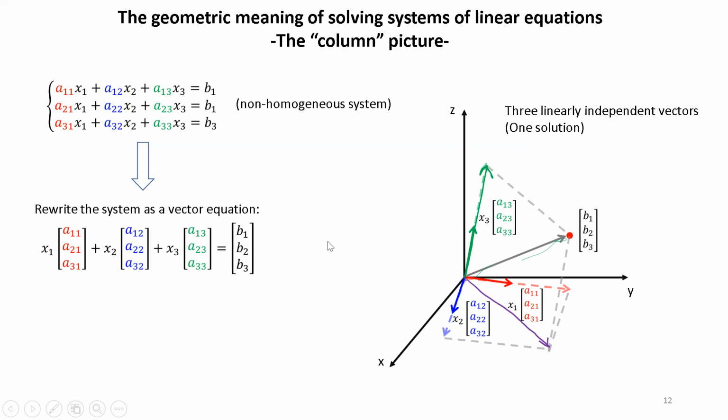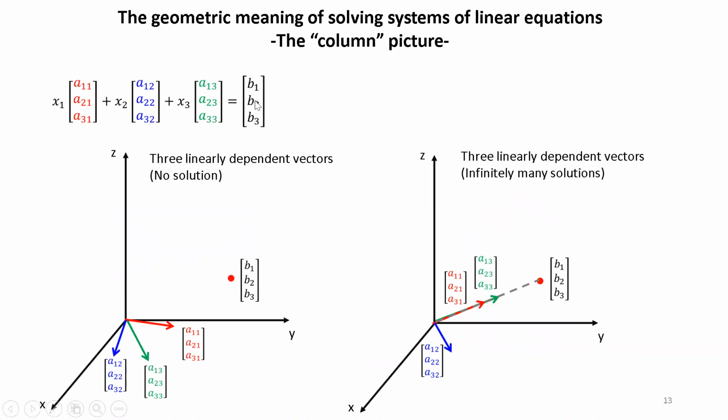Again, this is an example of one unique solution, and you have 3 linearly independent vectors. You can see how I draw them, these 3 vectors look like this. Clearly, they are not lying on the same plane.